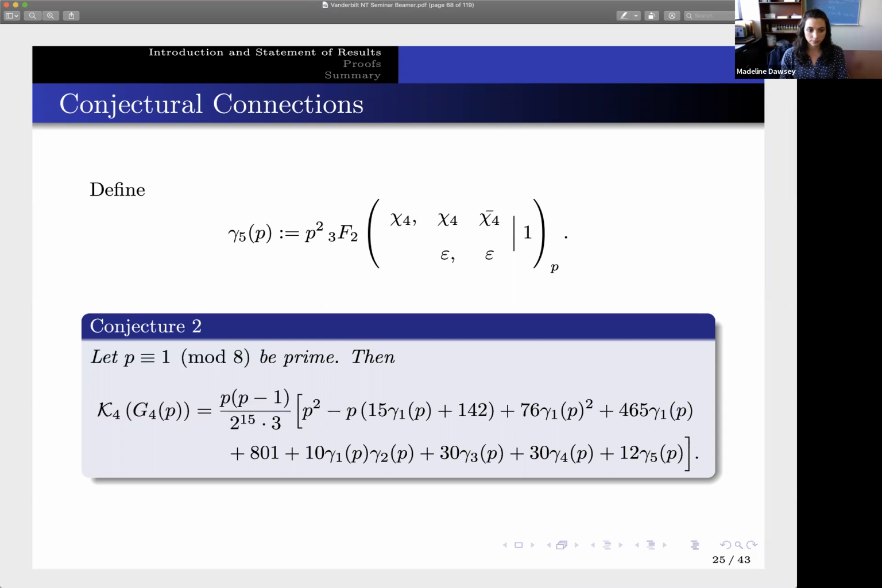Okay, so I think the connections are much deeper than what we know so far with modular forms, especially of higher weight. That's the case I think is cool.